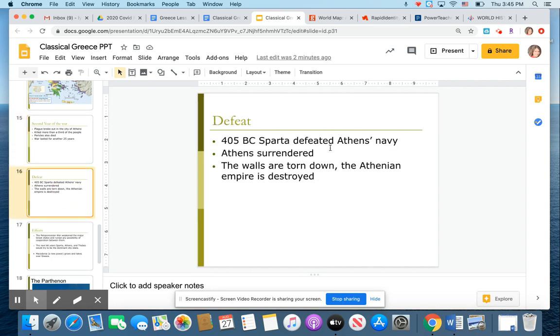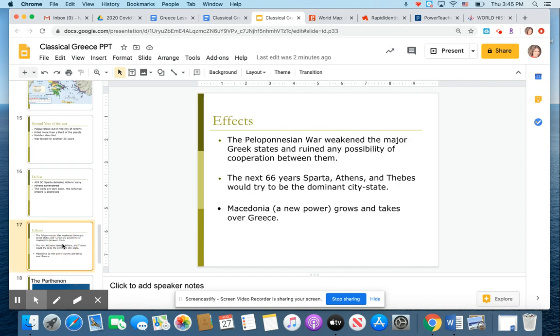In 405 BC, Sparta defeats Athens' navy, and because of that, Athens has to surrender, and Sparta tears down their walls. The huge effect and why we talk about the Peloponnesian War is obviously showing you that the city-states lose cooperation with each other. And Sparta and Athens break apart the Greek world. If Persia would have been smart, this is when Persia should have swooped in and taken over Greece. But Persia was not paying attention.